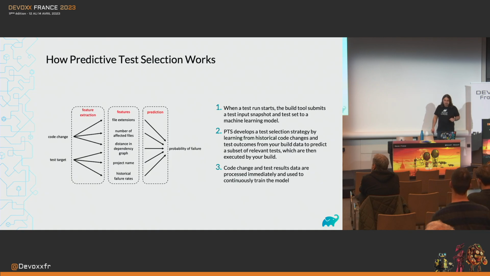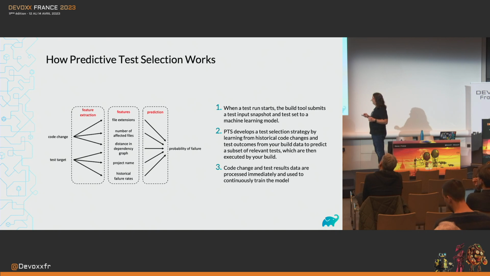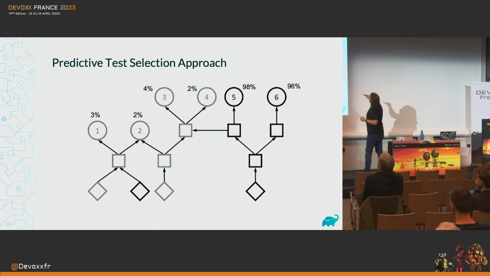But effectively what's going to happen is when a test run starts, the build tool is going to submit a snapshot of all the tests that it thinks that it needs to run into the model. And then the model is going to look at that, and it's going to look at these different features like file extensions, number of affected files, some of these things that we saw, project name even, historical failure rates. All of these different features are used to train the model, and then the model is going to generate this probability of failure, right? So getting back to that picture, this probability of test failure is what's going to come out of this model based on all those features that it's observing.